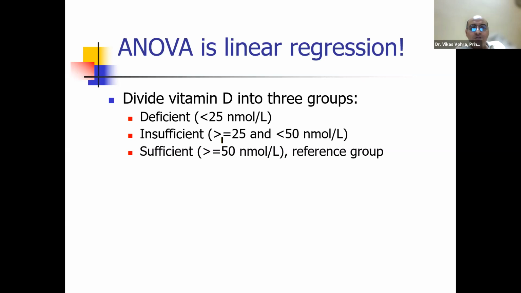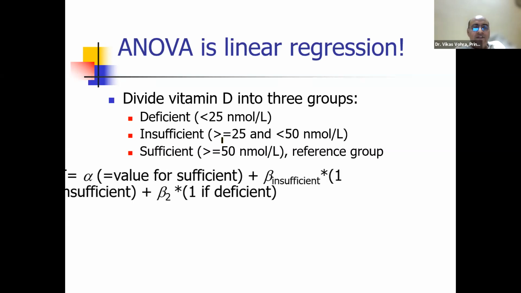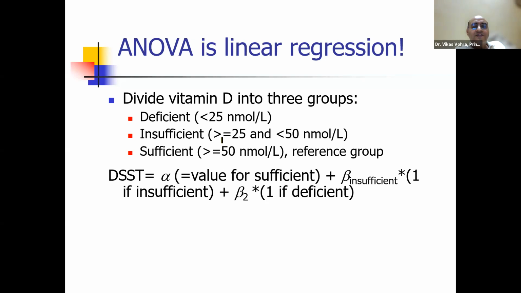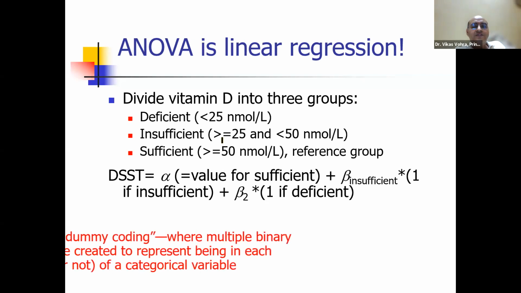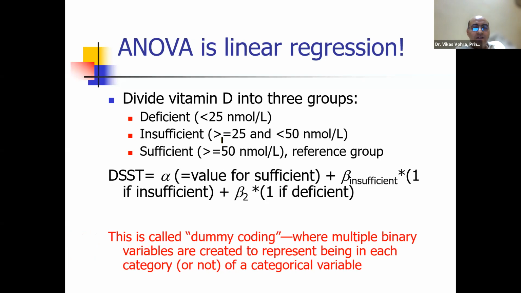So we will take the sufficient group here as a reference group, and we will see how the value of sufficient versus deficient and sufficient versus insufficient happens. Such a regression model is called dummy coding, where multiple binary variables, either present or absent, are used: sufficient, insufficient, deficient. So they are either present or not. We call them binary variables, representing a category of happening or not happening, and such a variable is called a categorical variable. So for categorical predictors, we are going to use dummy coding.